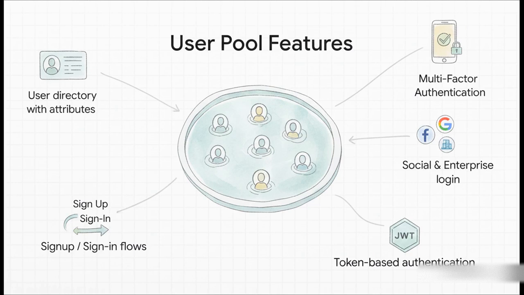Let's go a little deeper on user pools. This is your user management engine on steroids. It's where you store user profiles, it handles all the sign up and sign in logic, it lets you easily add security layers like multi-factor authentication, and it even lets your users log in with their Google or Apple accounts. It then hands out these things called JSON Web Tokens or JWTs, which are basically a digital ID card proving the user is who they say they are.